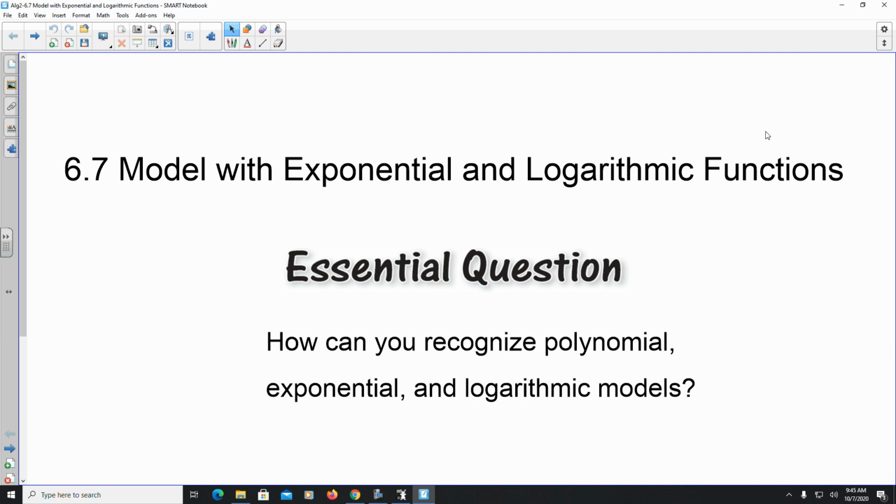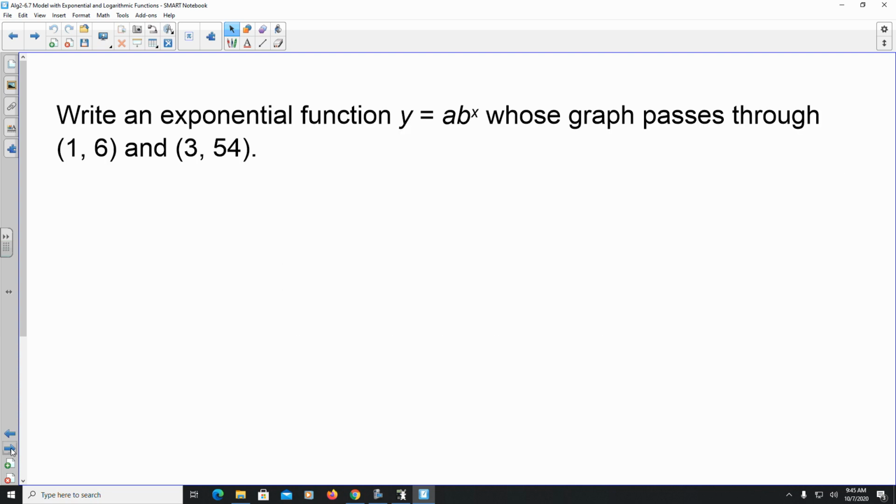In this video, we'll be looking at section 6.7, where we're going to be modeling with exponential and logarithmic functions. That is the name of the lesson, but all we are going to be looking at is being able to write an exponential function with given information.